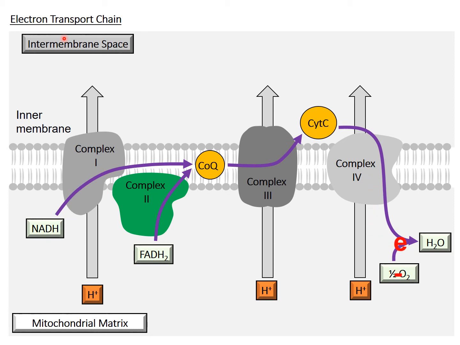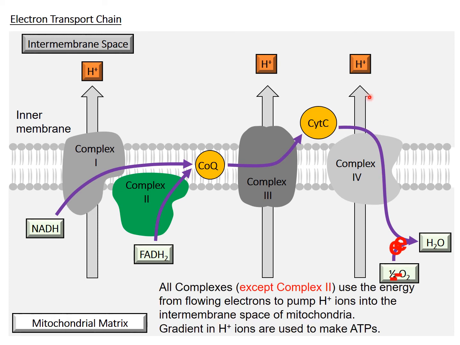Now, let me just show you the simulation over here. So with the flowing electrons, we can capture that energy to pump protons across the protein complexes to the intermembrane space. And you can see that it only happens with complex 1, complex 3, and complex 4, but it doesn't happen with complex 2. And for this reason, NADH can generate more ATP than FADH2. So generally speaking, one NADH can generate up to 3 ATPs, while one FADH2 can generate only up to 2 ATPs.